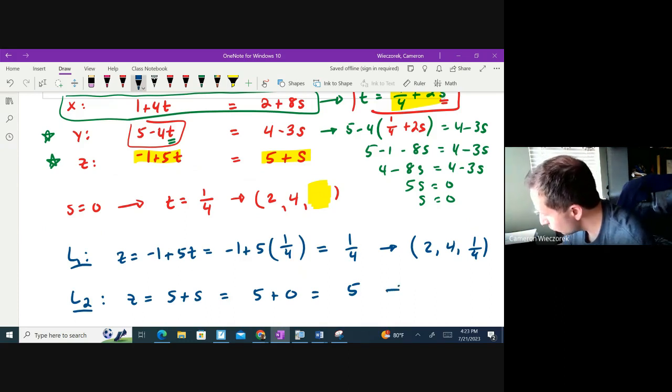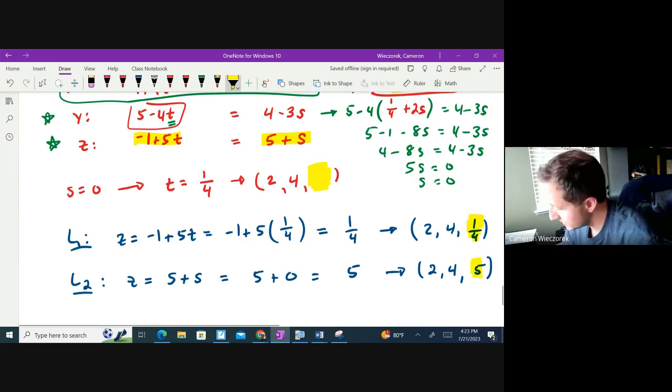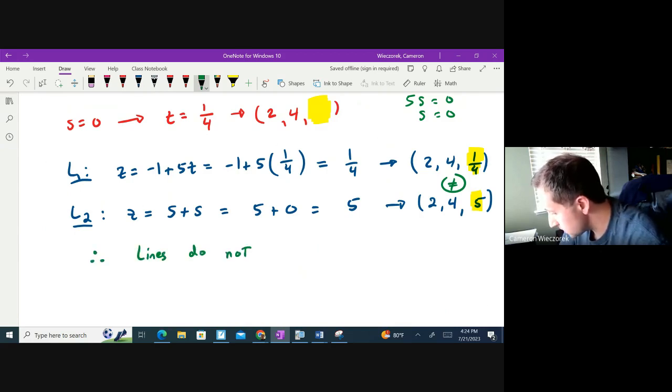So the x and y, the projection in the xy plane, is still going through the point 2, 4. The problem is the z-coordinate's different. They share the same x and y coordinate, but they don't pass through the same height if I were to graph them. The first one has a z-coordinate of a 4th. The second one has a z-coordinate of 5. So because they differ in their z-coordinates, these points are not equal. So this tells me, therefore, the lines do not intersect.